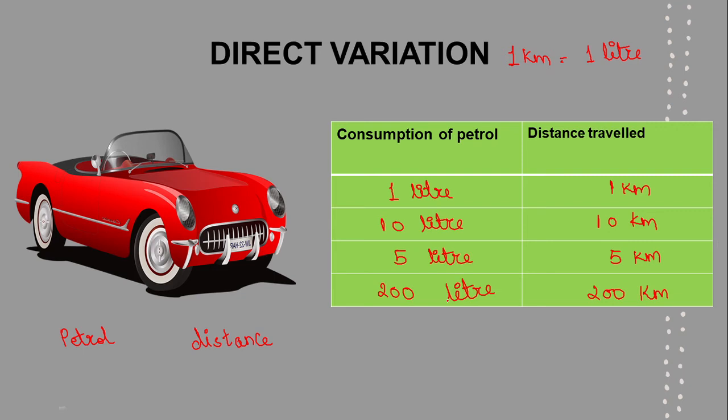Now from this table, what did we get? See children, if you increase the distance which you want to travel, the petrol required is also going to increase. And if you decrease the distance which you want to travel, the petrol required will also decrease. Correct? So that is direct variation. It will never happen that you want to travel just 1 kilometer, but your car consumes 10 liters. No. If you decrease the distance, the petrol will also decrease, and if you increase the distance, the amount of petrol will also increase.